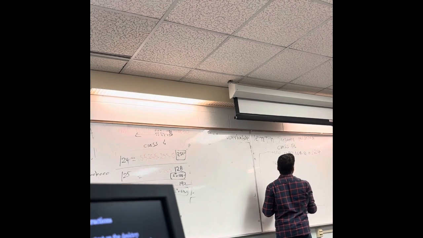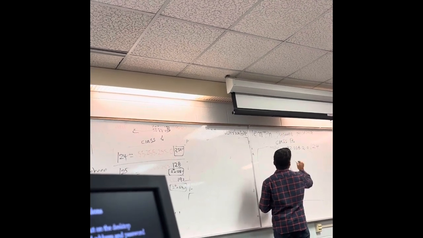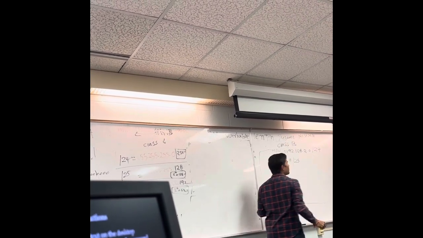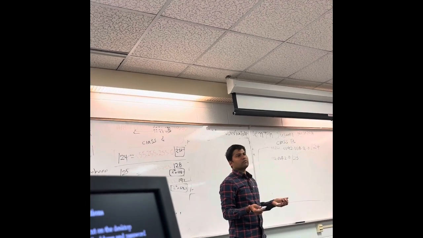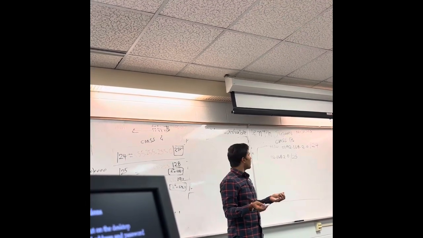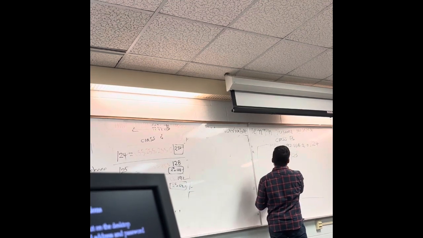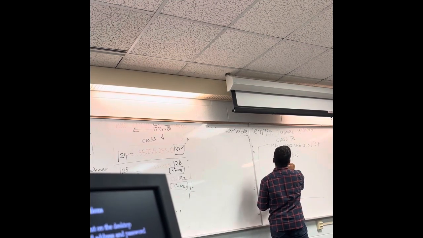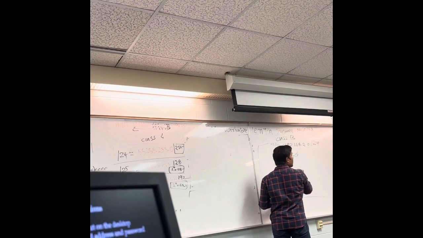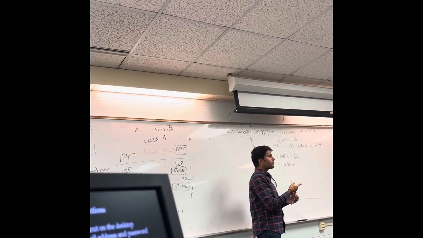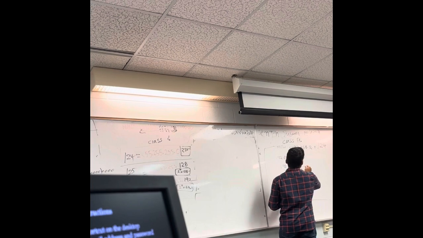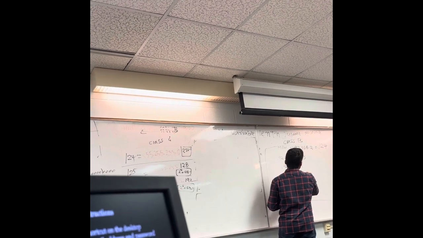192.168.2.0. What is the subnet mask? 25. Because 25 gives you how many hosts? 128 minus 1. What about the second part of it? What is the gateway for this, guys? 192.168.2.1. You have to record this. This is very important. Dot 1. Right? What is the dot?